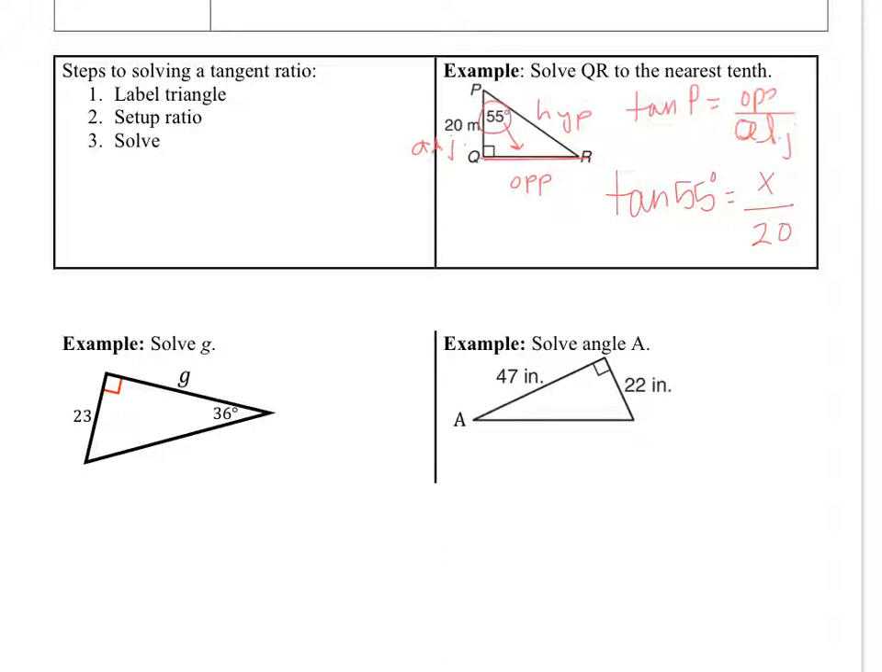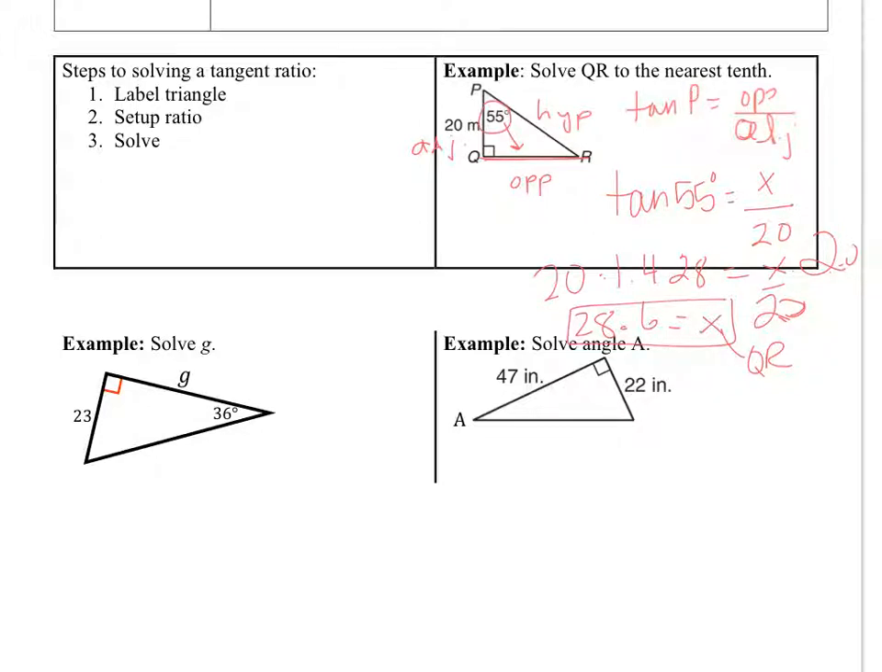Now we're going to let our calculator do some work. On your calculator above the 9 button, you've got a tangent button. So we're going to hit tangent 55. You get 1.428 equals x over 20. Now we're going to solve for x. I'm going to multiply both sides by 20. So I know that x is equal to 20 times 1.428, or 28.6. And that's going to be our QR.